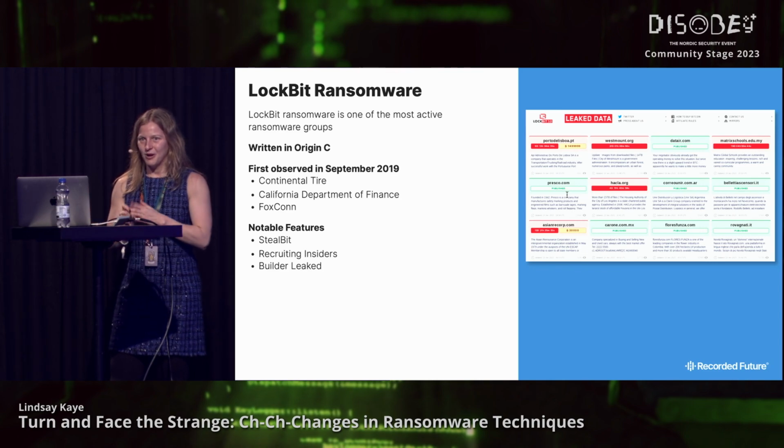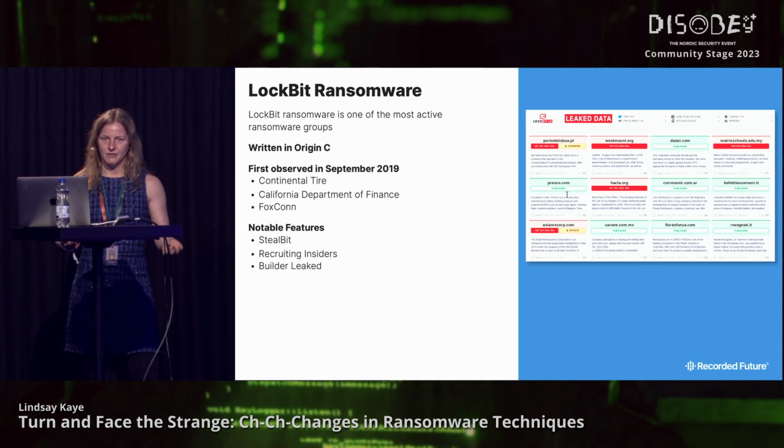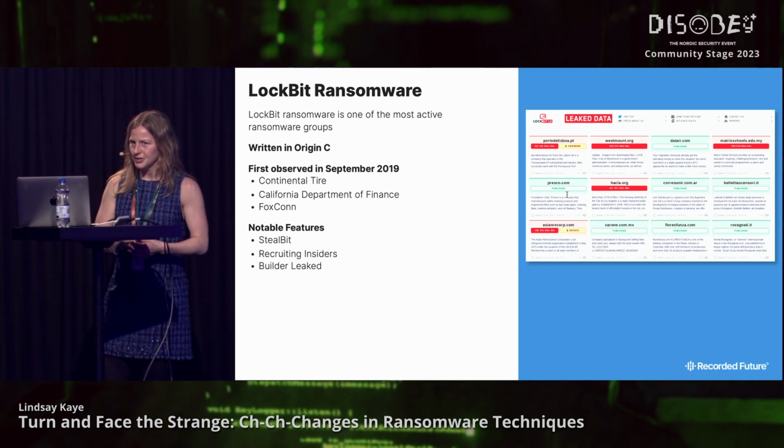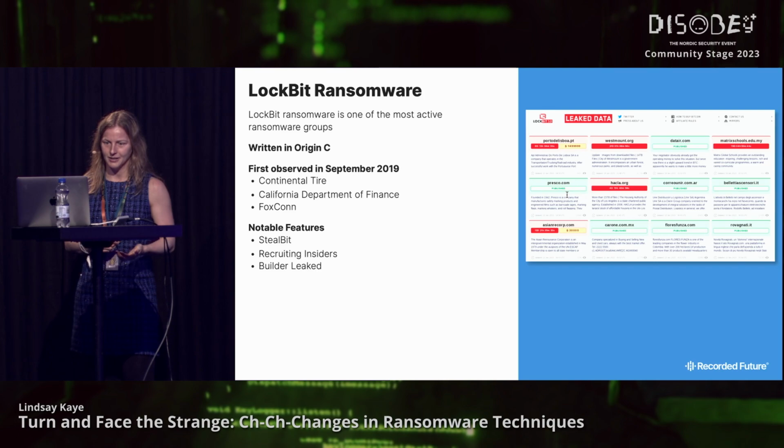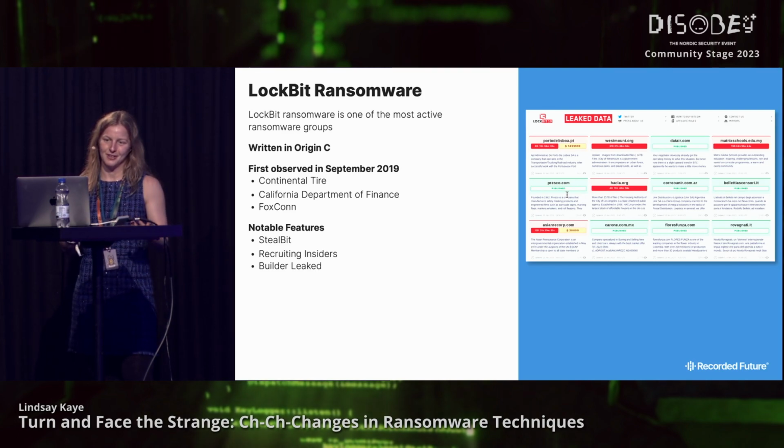So LockBit. Everybody's probably familiar with LockBit. They're one of the most active ransomware groups right now, and their original code is written in Origin C. We first observed them in September 2019, so a while now. And there's a couple of attacks that they've conducted that you may have heard of.